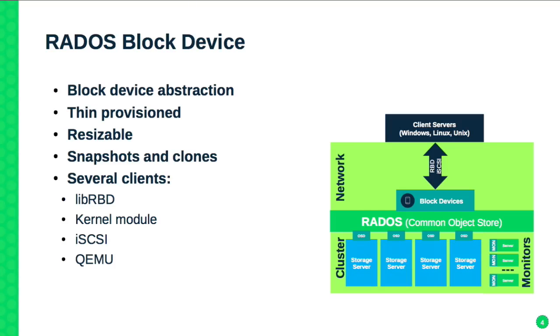So the RADOS block device exposes a block device abstraction over a Ceph cluster. These block devices are thin provisioned, as they are a contiguous sequence of memory that is split into small fixed-size objects that are stored in the Ceph cluster. These block devices are resizable, and they also support snapshotting and clones. And there are actually several clients making use of RADOS block device, such as the Linux kernel module, where you can have a mount point over a RADOS block device, or you can access it using iSCSI, or you can create virtual disks in QEMU or OpenStack Cinder.